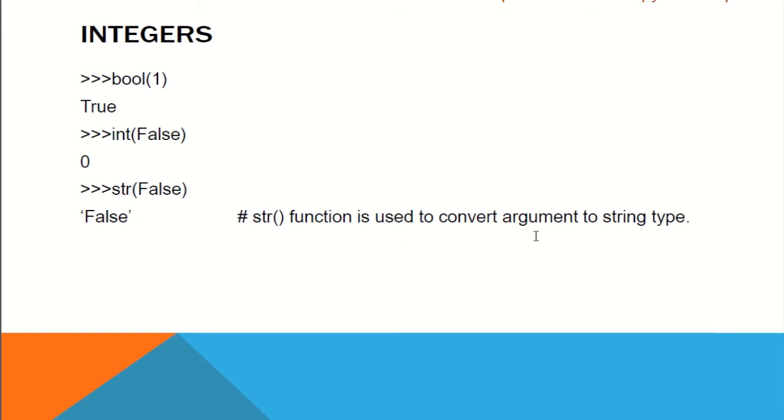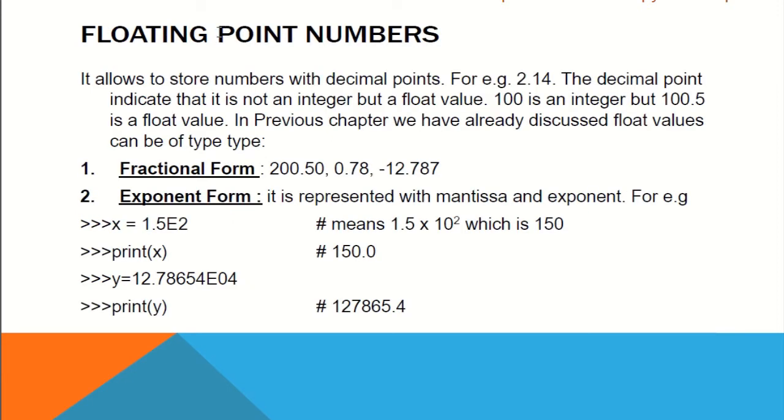str false means it will represent only false. The str function is used to convert an argument to string type. So either we have written 1 or 2 or false or anything else, str means it returns the output in string format. So false is just a string, it doesn't represent the boolean. If you write here bool, then false, then it will represent 0.